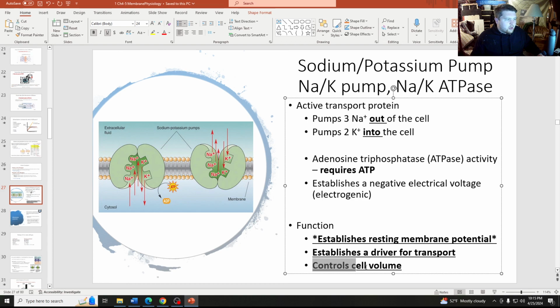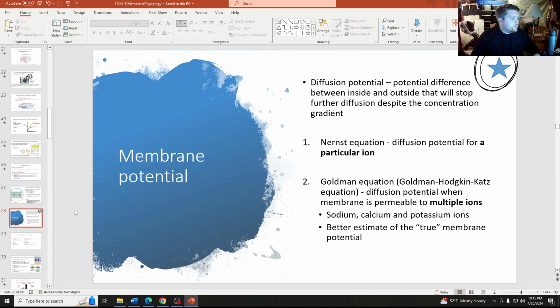It also helps control the cell volume, like when we were talking about that hypotonic solution. It helps to maintain that balance. And then this last one, the new professor doesn't really talk about this at all, so I'm not going to get into that very much right now.